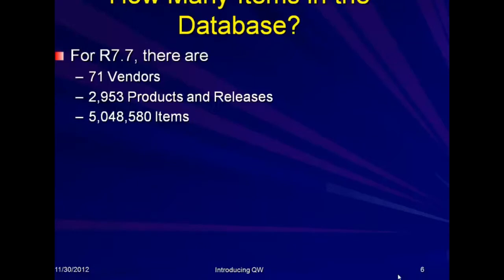The 7.7 release of NVS QuickRef contains reference information from IBM plus 70 independent software vendors, or ISVs, for a total of 2,953 software products. Although IBM has multiple releases of a product, each independent software vendor can have up to 2 releases. Now, this gives a total of 5,048,580 items in the database.